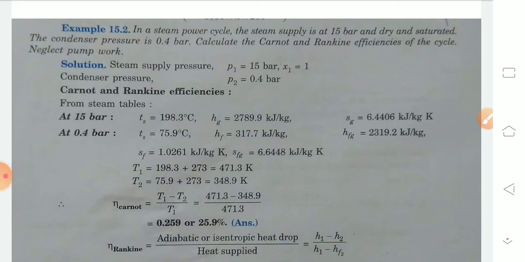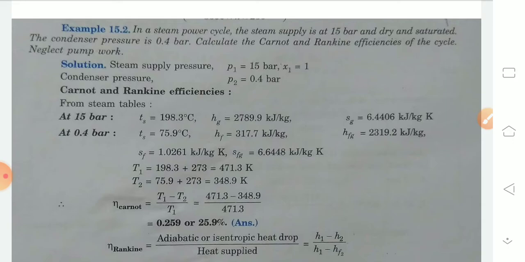So in a steam power cycle, the steam supply is at 15 bar and dry and saturated. The condenser pressure is 0.04 bar. Calculate the Carnot and Rankine efficiency of the cycle. Neglect pump work.